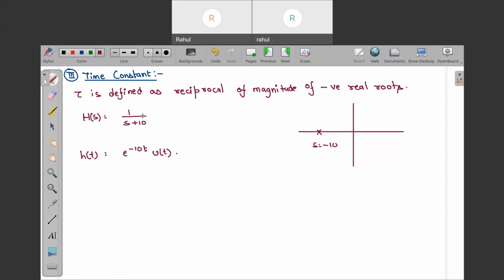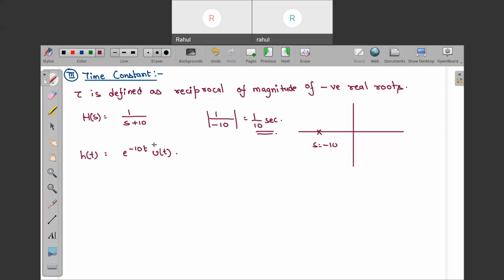So basically, what is the time constant over here? Time constant is defined as the reciprocal of magnitude of negative real root. So this is your negative real root. First you need to take the reciprocal of this, then take the magnitude. So this is 1 by 10 second, the time constant of the system.